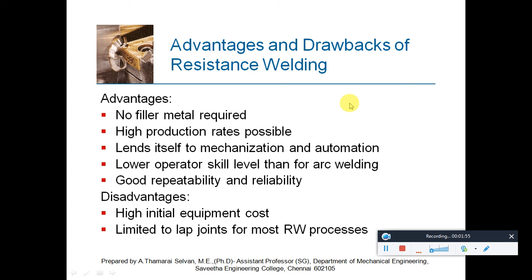The advantages and drawbacks of resistance welding are as follows. When we talk about the advantages, it does not require any filler material. High production rates are possible with this resistance welding. It lends itself to mechanization and automation, involving less human labor, a lower operator skill level than arc welding, and good repeatability and reliability. These are the advantages. Whereas its disadvantages are that its equipment cost is very high, and it is limited to making lap joints rather than the other joining processes.